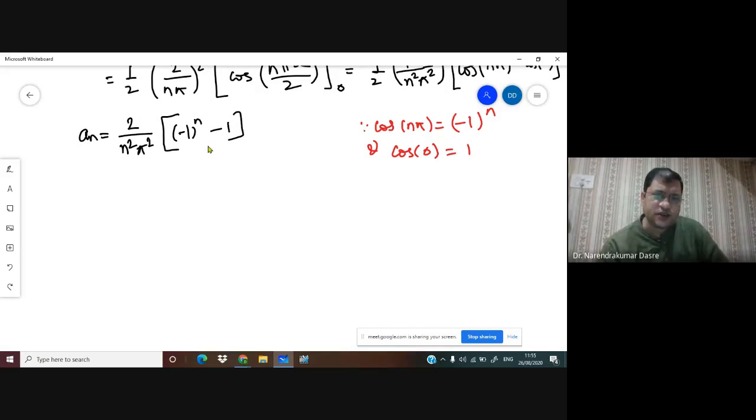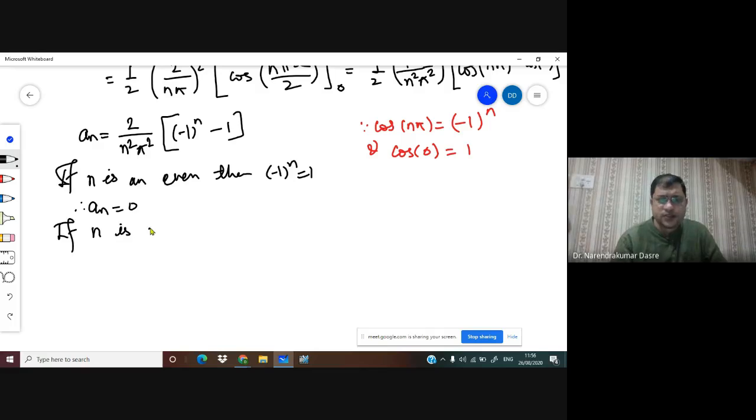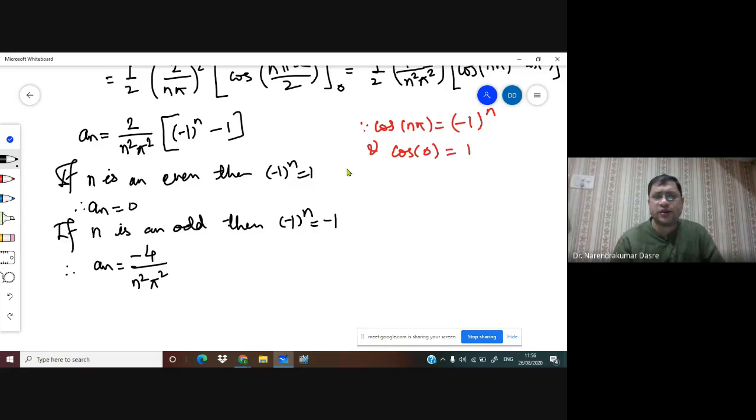But now, as we know, if we have the term minus 1 raised to n plus or minus 1, then we have to consider what happens if n is even and what happens if n is odd. Okay, so if n is an even number, then minus 1 raised to n is equal to 1. So this term goes 1, so this will be 0. So an is equal to 0. Now if n is odd, then we have minus 1 raised to n is equal to minus 1. And hence we get an is equal to minus 1, minus 1, minus 2, and here we'll get minus 4 upon n square pi square. So this is the next equation 3.